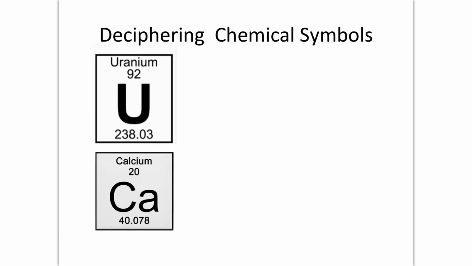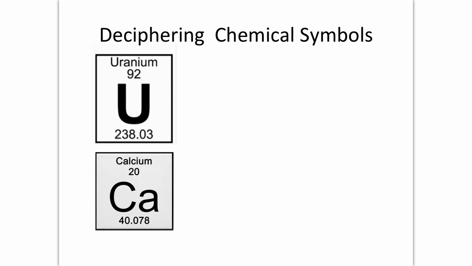So here are examples of two chemical symbols that you would find on a periodic table. Now these particular two symbols have quite a bit of information associated with them. We have a name, we have a number below the name, we have a letter or letters representing the element, and then we have a large number on the bottom of the symbol. We're going to talk about what each one of these is in a minute.